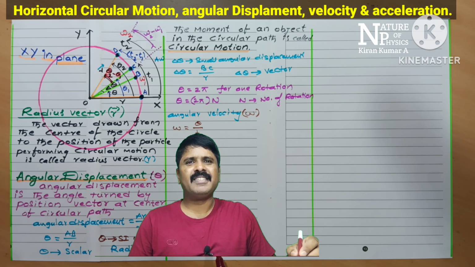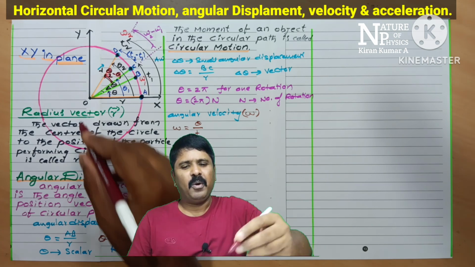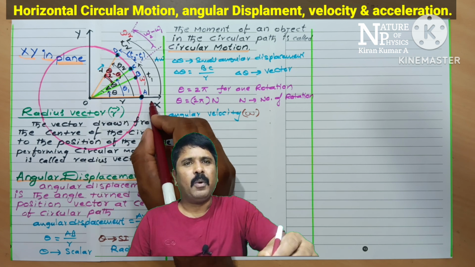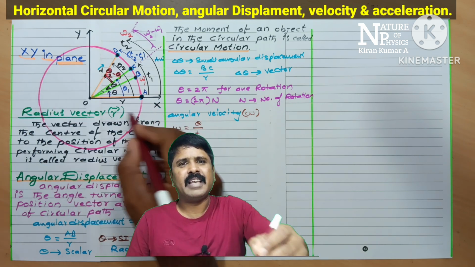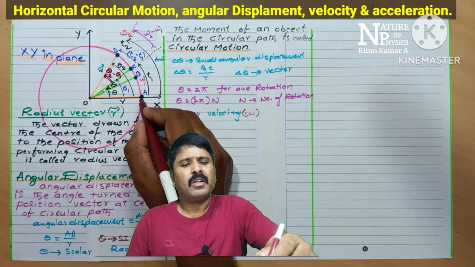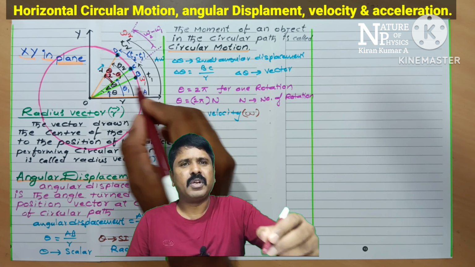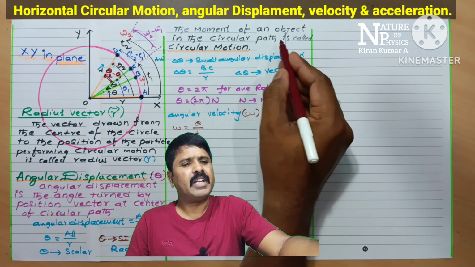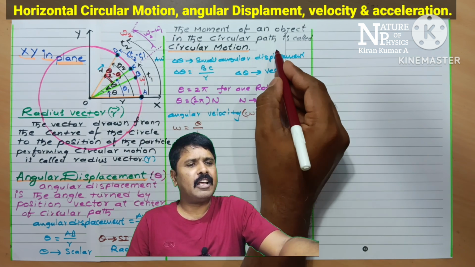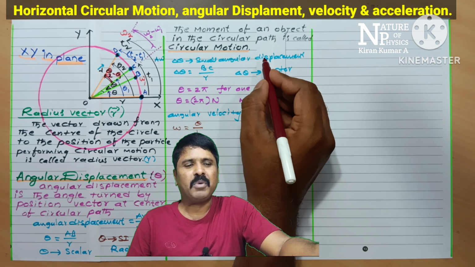Today's topic is horizontal circular motion. O is the center of the circle, OX and OY in the plane, student. So this is taken as the XY plane. The particle is moving from position A to B, C and D, student. The movement of an object in a circular path is called circular motion.